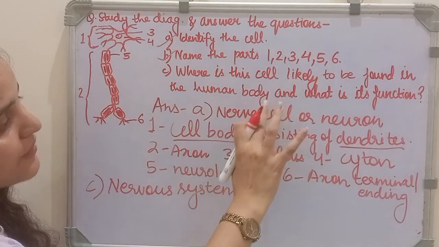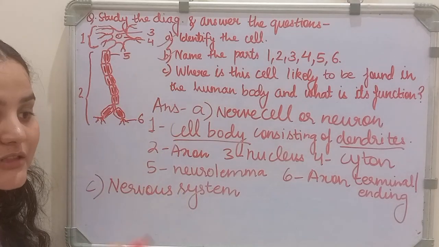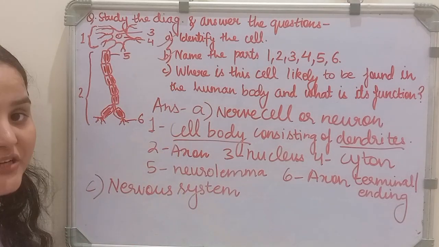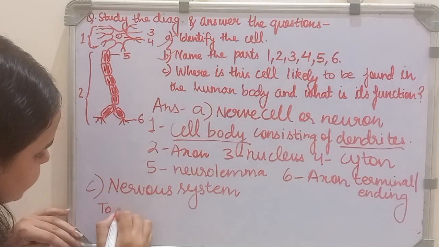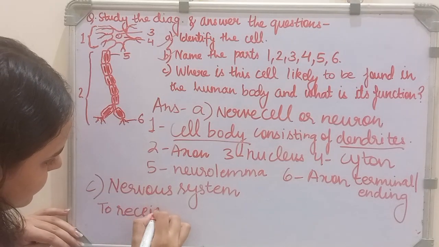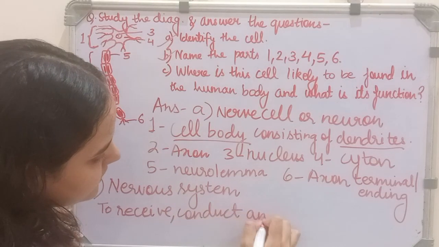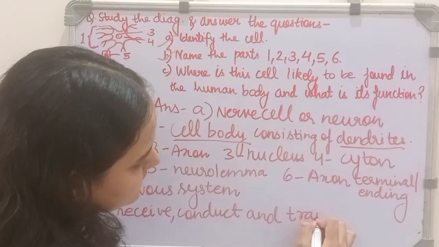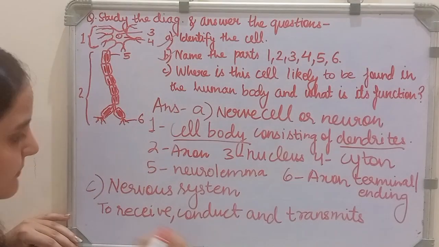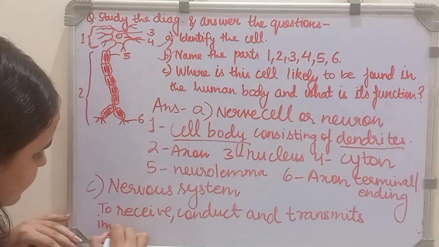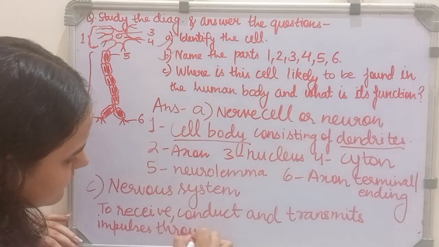Now what is the function of this nerve cell? The function of this nerve cell is to conduct or transmit impulses. So its function is to receive, conduct and transmit messages or impulses throughout the body.